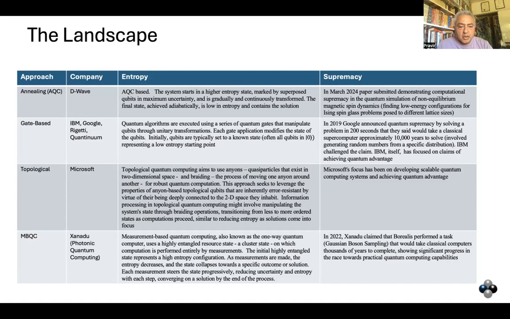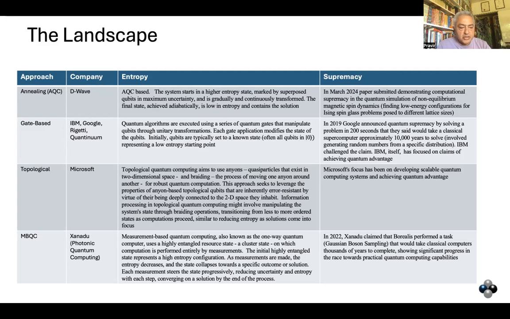So potentially, this is still a theoretical concept as far as I know, but here also entropy is moving from more to less as the computation proceeds, but it's too early to say anything about it.